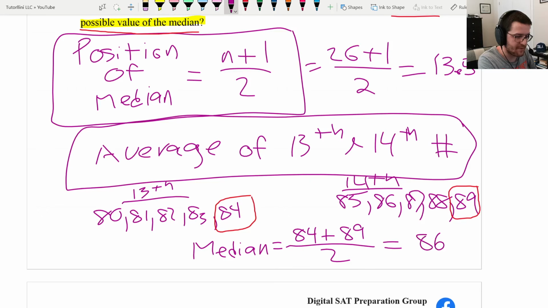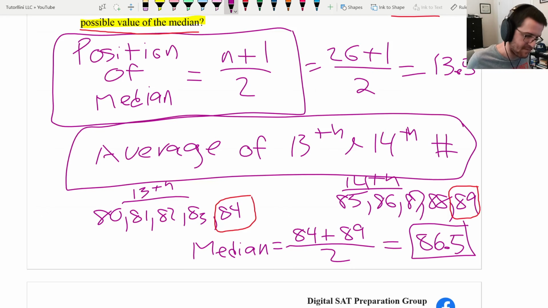Should get 86.5, and that is the answer. I think also the fraction form 173 over 2 would work because that's 5 characters. But I would just put 86.5. I think that's easier. Great.